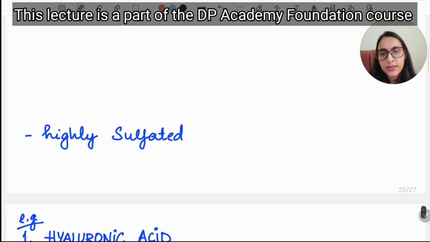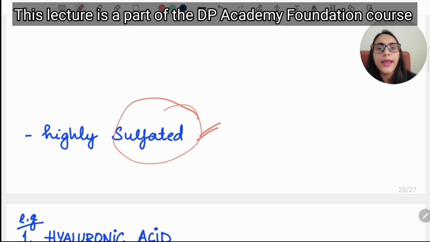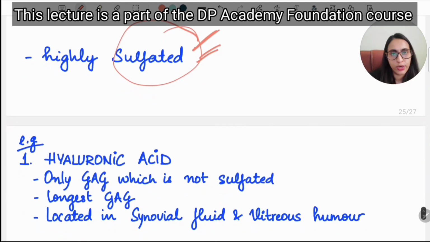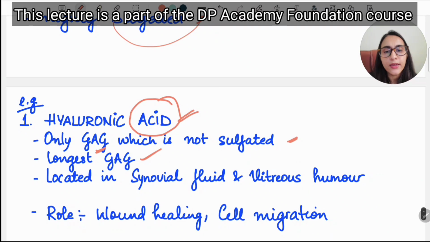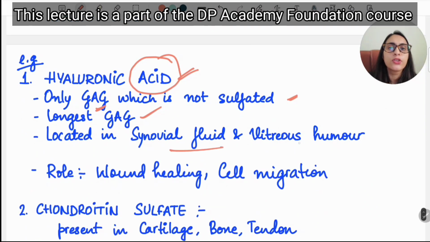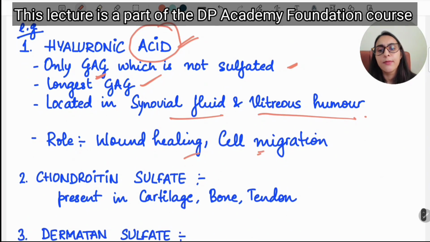Now if you see glycosaminoglycans, they are mostly sulfated. The examples of glycosaminoglycans end in the word sulfate, such as heparan sulfate, chondroitin sulfate or dermatan sulfate. So they are mostly sulfated except hyaluronic acid. Hyaluronic acid ends with acid, therefore it is the only glycosaminoglycan which is not sulfated. It is the longest glycosaminoglycan and it is located in the synovial fluid of the joint and vitreous humor of the eye. It has a role in wound healing and cell migration.